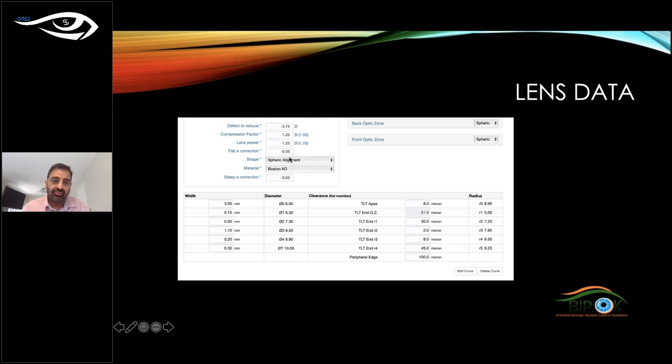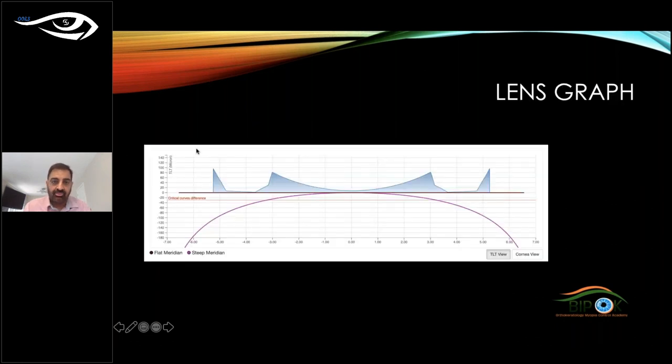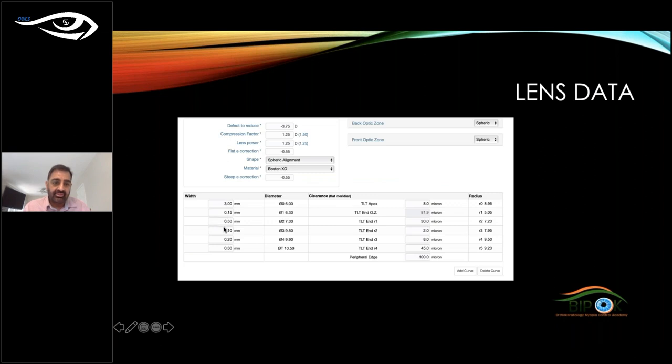The shape we are going to go for is spherical alignment. I'll talk about this in a minute. Now this, oops, let me just go back here. These are the curves and the widths, which are all given out here, which again, you can see is a 3 millimeter standard lens. So it's a 6 millimeter optic zone. Tear lens thickness is going to be 8 microns under the center. And then it goes optic zone, tear lens, optic zone. So this is where the reverse curve comes in. This is all the curvatures, so it's a four curve lens. That's what this means basically.